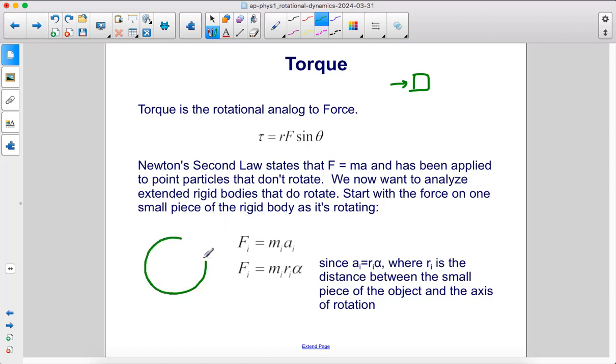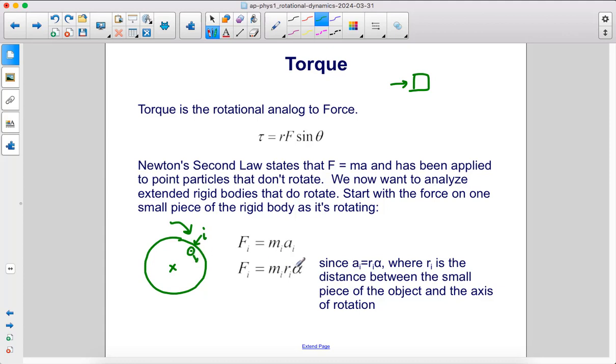For example, a wheel, or a solid cylinder, or a marble. What we're going to do is start by analyzing the force on just one small piece of this object as it's rotating. So if this is our axis of rotation, let's say this is a wheel, and it's going to rotate this way, we're going to pick one tiny piece of it, and we're going to call that i. So the force exerted on i is going to be the mass of i times the acceleration of i.